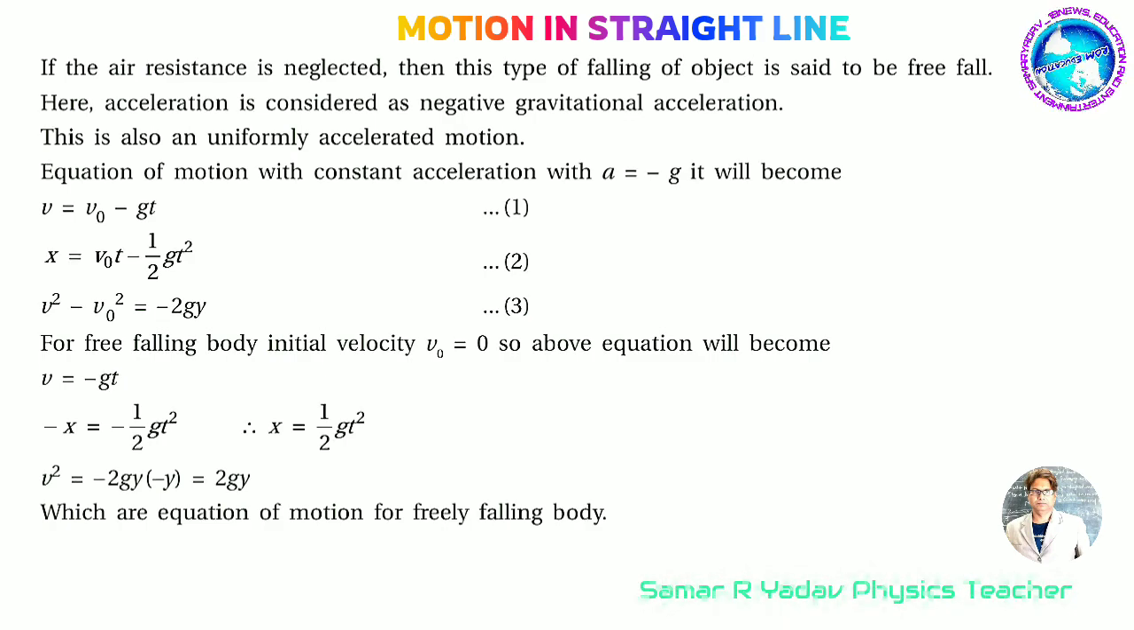For a free falling body, the initial velocity v0 is equal to 0. So the above equations will be v is equal to minus gt, minus x is equal to minus 1/2 gt square. Therefore x is equal to 1/2 gt square. v square is equal to minus 2gy, that is (minus y) is equal to 2gy, which are the equations of motion for a freely falling body.